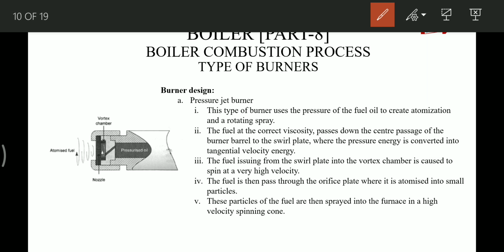So oil enters from the center of the barrel. It passes through the swirl plate. It increases the tangential velocity. This is the vortex chamber where the spinning velocity is very high, and after the vortex chamber it passes through the orifice, which leads to atomization.